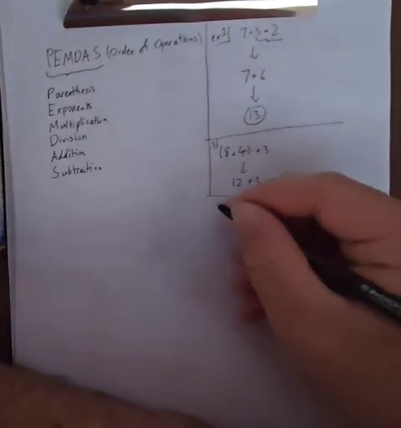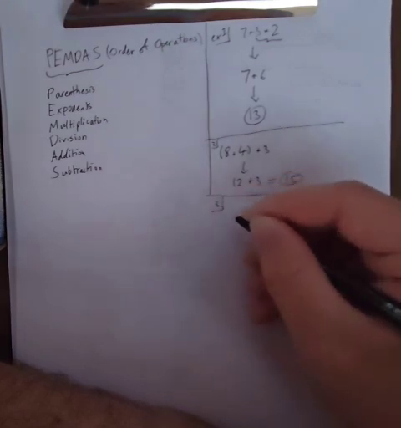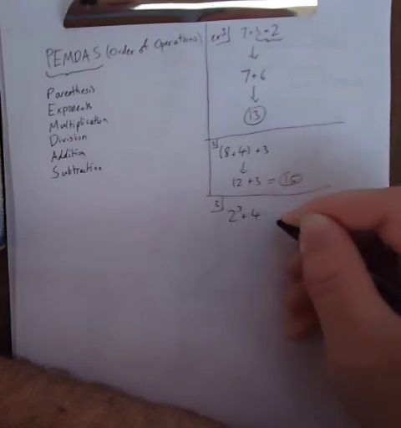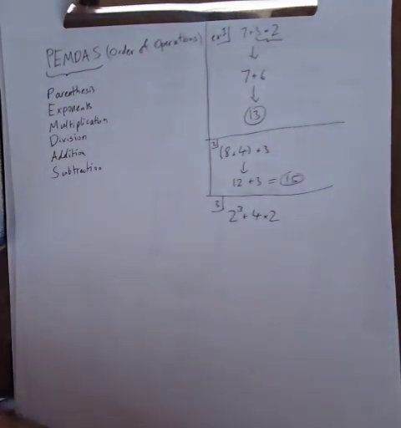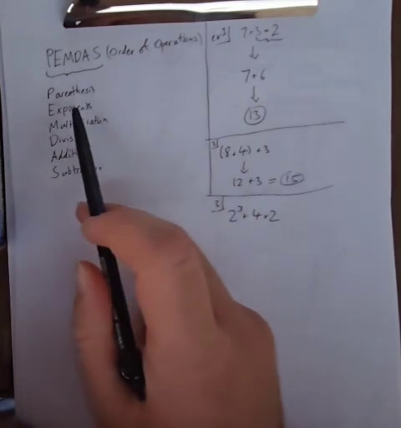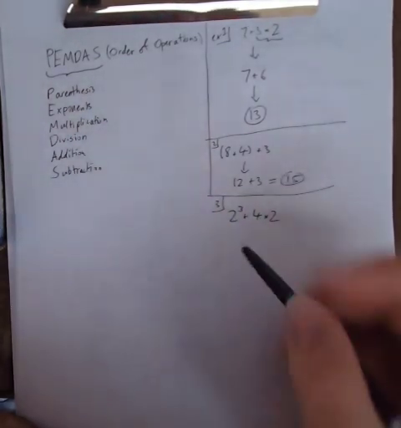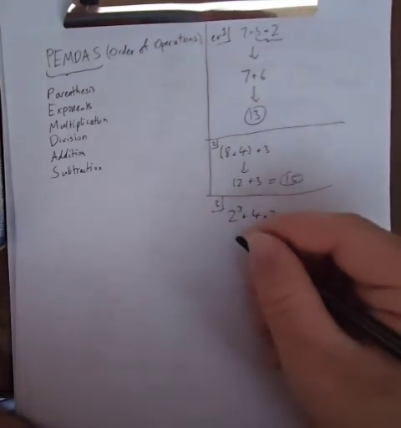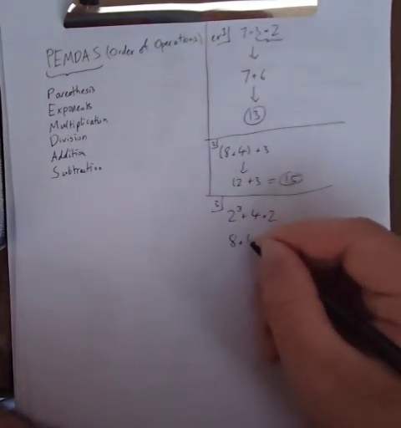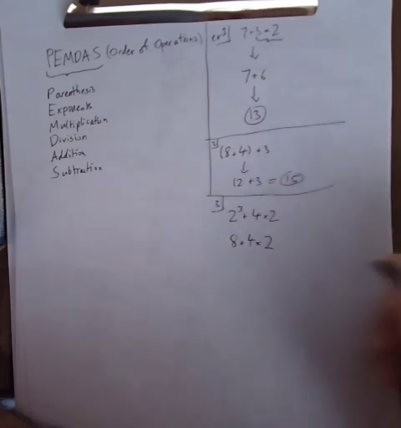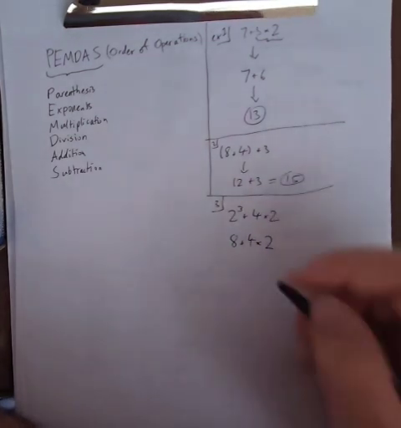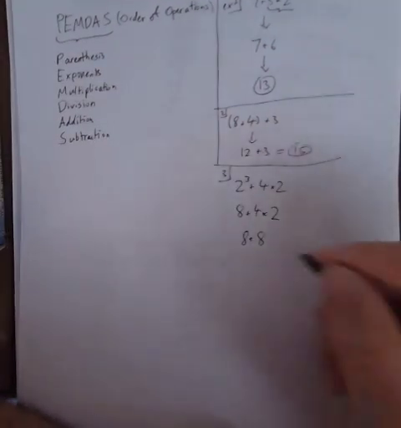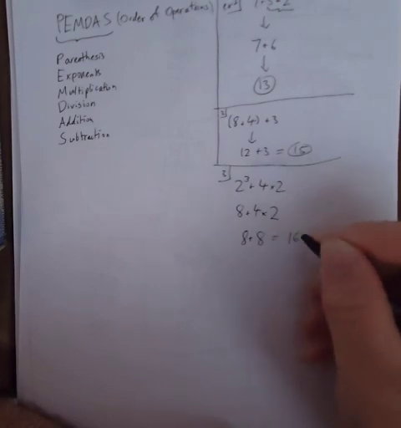Now another example like this: 2 to the 3 plus 4 times 2. Again, run through the checklist. Are there any parentheses? No. Are there exponents? There are. 2 to the 3, that's an exponent. Now 2 to the power 3 happens to be 8. So we rewrite it as 8 plus 4 times 2. Is there any multiplication or division? There is. 4 times 2 is 8, so we rewrite it as 8 plus 8. And we're left with some addition, which makes this evaluate to 16.